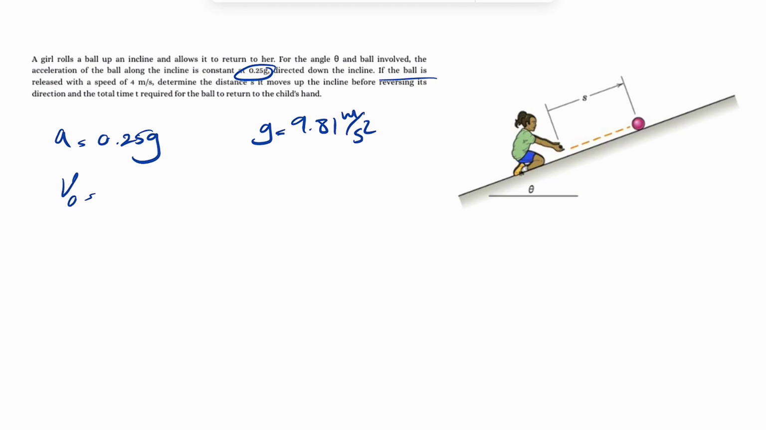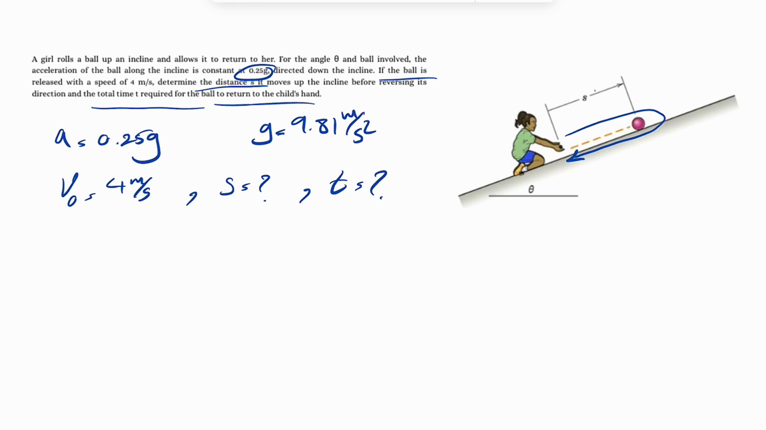So we have the initial velocity 4 meters per second, and the question is asking us to determine the distance s when it moves up the incline. So we're looking for the distance s right at the time that the ball stops. And we also need to find the total time required for the ball to return to the girl's hand. So we also need the time of travel when the ball goes up and comes back.